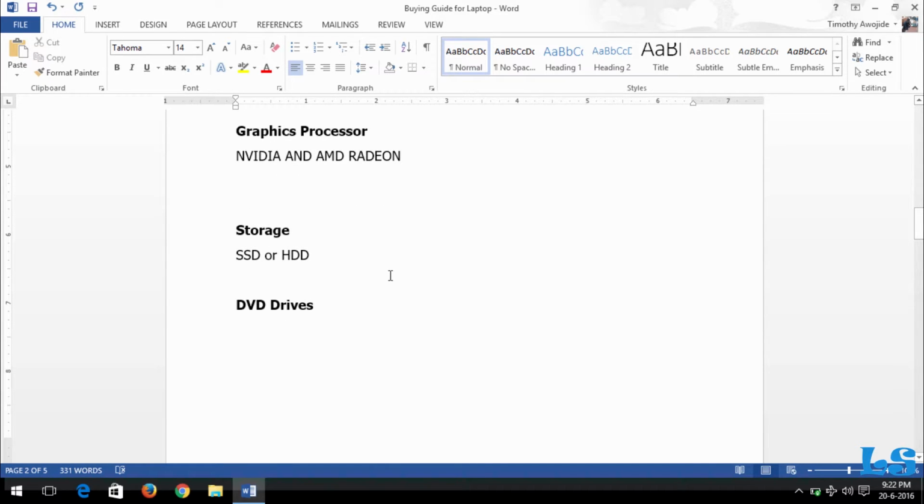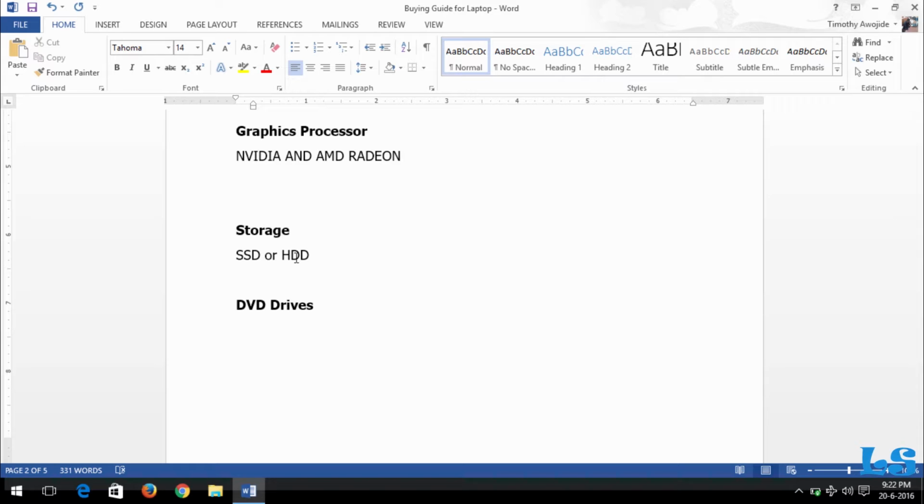Now for storage also, we have two choices. We have the hard disk drive, these are magnetic drives, or the SSD, that is the solid state drives. Now the solid state drives are faster and are majorly needed for high-end purposes. The hard disks are also fast, but not as fast as the solid state drive. For high-end purposes, the SSD is more advisable due to the high speed of reading and writing of the SSD drive.